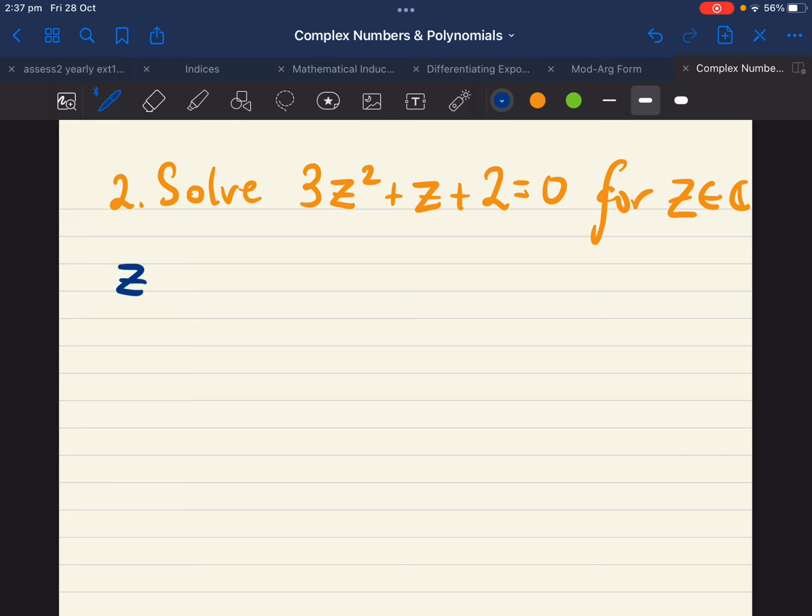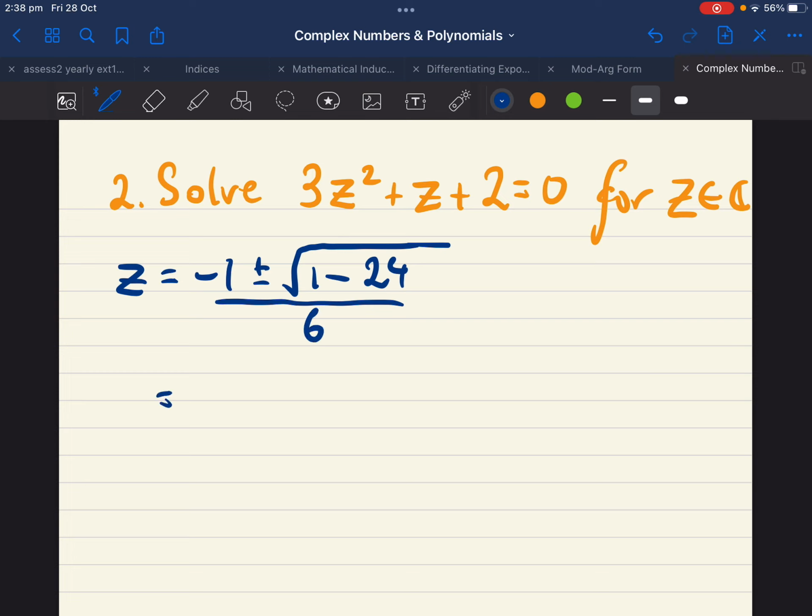So the way I would solve this one is to go straight to the quadratic formula. z is going to be equal to minus b plus or minus the square root of b squared minus 4ac, so you're looking at minus 24, all over 2 lots of a. So that would be a solution there. Just tidy it up, and this ends up being a negative 23. The square root of 23 is just the square root of 23, the square root of minus 1 is an i, and it's all over 6.